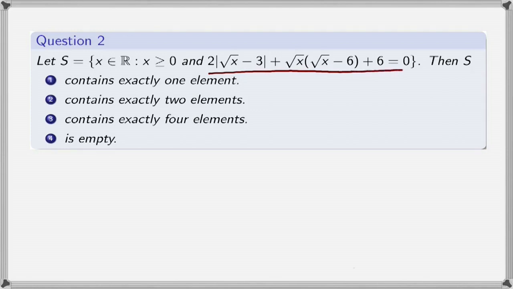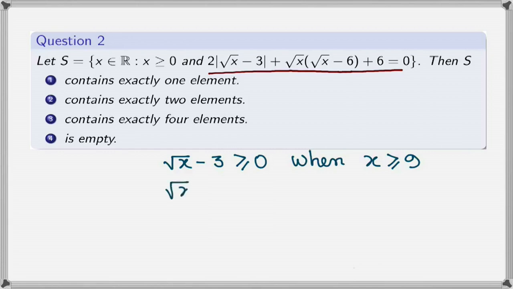We have to find out how many elements are there in the set S, and to do that we shall first note that |√x − 3| is... square root of x minus 3 is bigger than or equal to 0 when x is bigger than or equal to 9, and square root of x minus 3 is strictly less than 0 when x is strictly less than 9. Now we consider the case x bigger than or equal to 9 first.